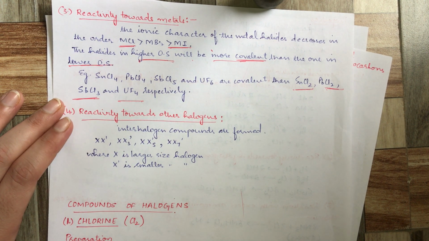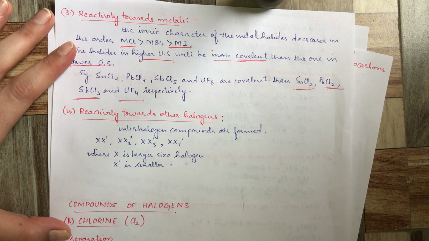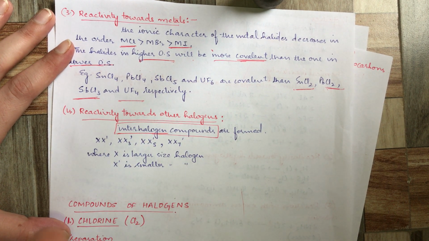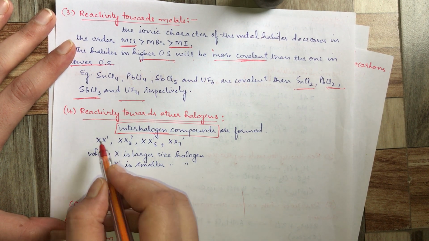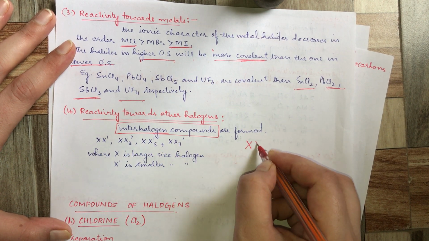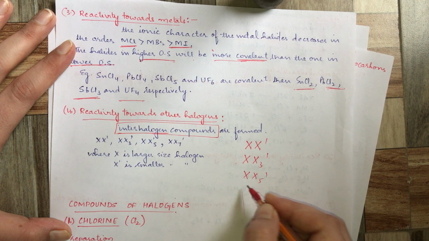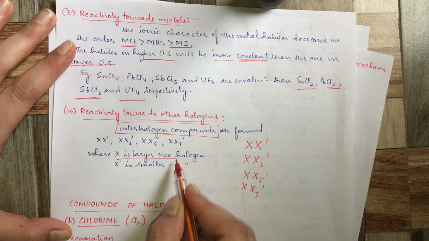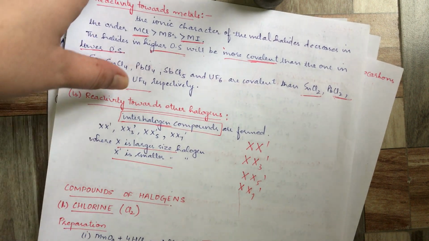Next is very important, reactivity towards halogens. Yes, these halogens react with the other halogens to form compounds called interhalogen compounds. We have a full-fledged topic at the end, interhalogen compounds, but still we can just go through it. Interhalogen compounds have the composition XX', XX3', XX5', XX7', out of which X is the larger size halogen, X' is the smaller size halogen. We discuss this in detail.